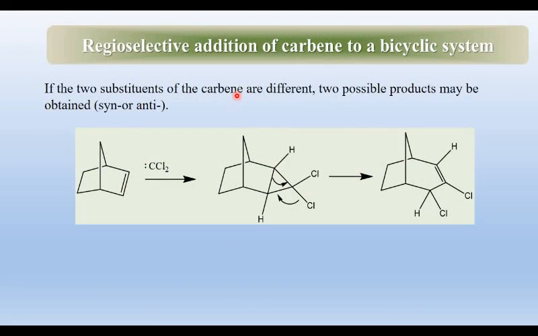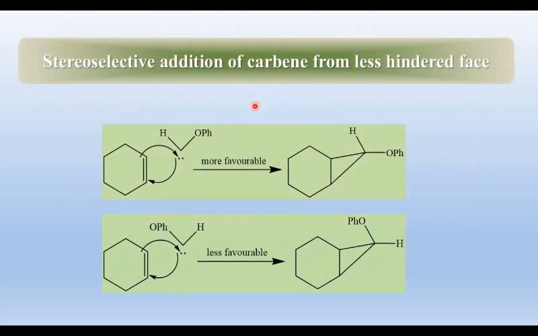When carbene is added to a bicyclic system, regioselective addition takes place. If the two substituents of the carbene are different, two possible products may be obtained. Those are called syn or anti-product. Here dichlorocarbene is attached to this double bond, and then this ring expansion takes place with a little bit of rearrangement of chlorine.